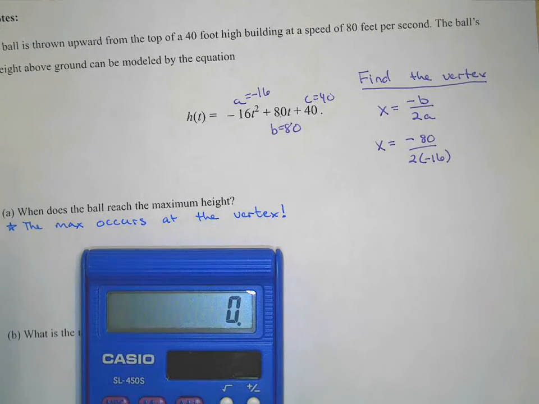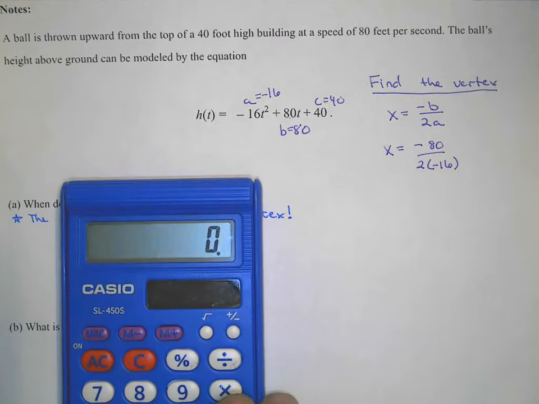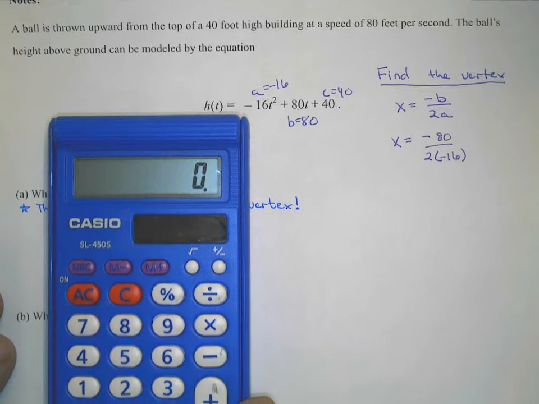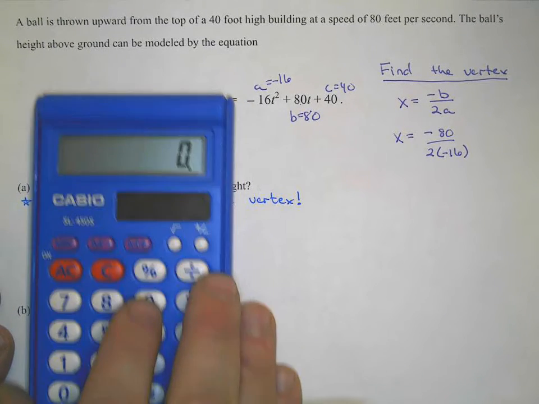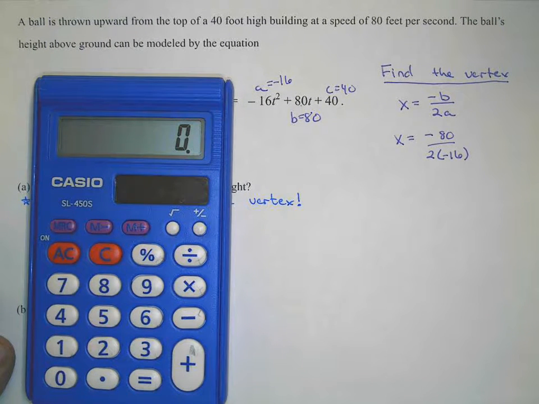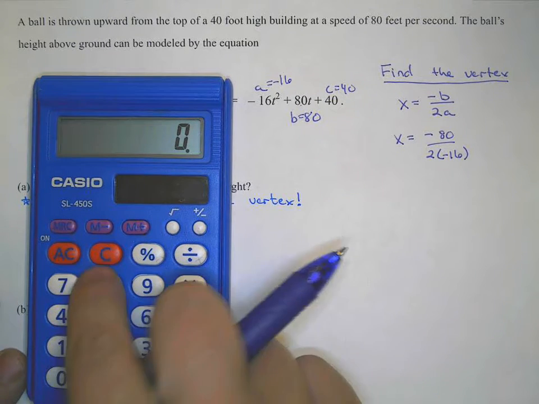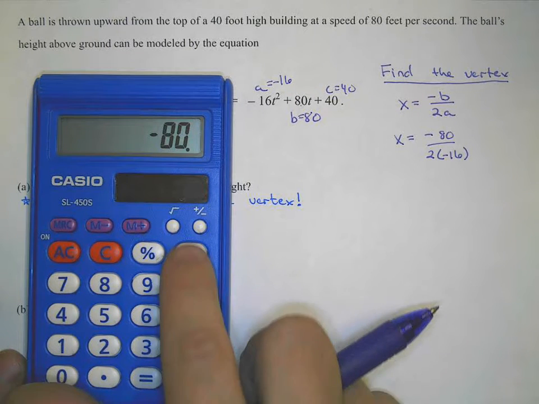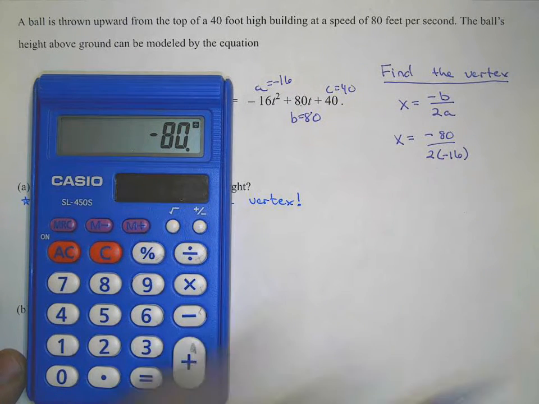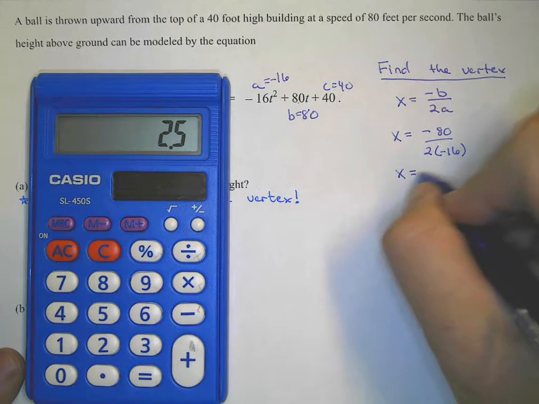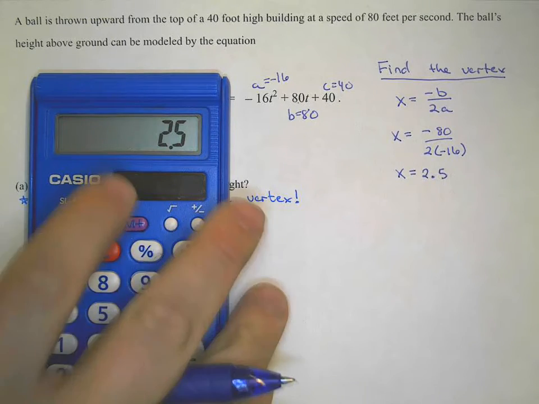For these word problems, I'm definitely going to want you to use a calculator to help you solve these. That way we can be efficient with our time, and we're really just trying to figure out the answers, so we don't want to get bogged down with the arithmetic. So we will type this in. We have negative 80, then I hit the negative button, divided by 2 times negative 16, that's negative 32, and I get positive 2.5. So I know x equals 2.5.